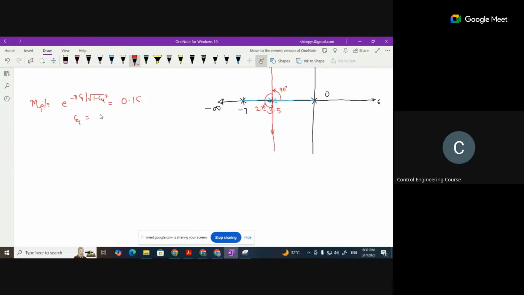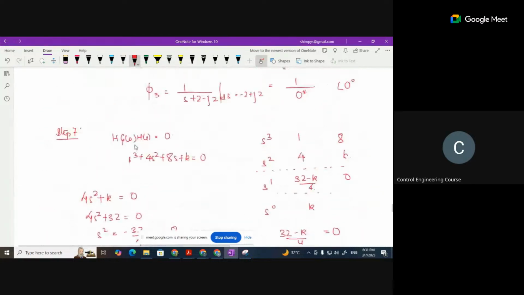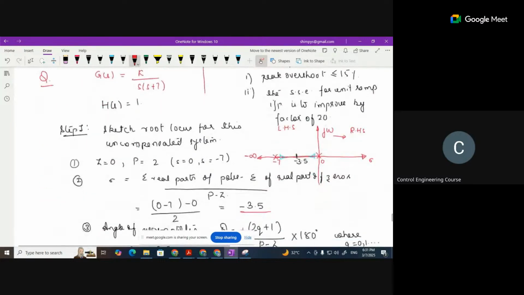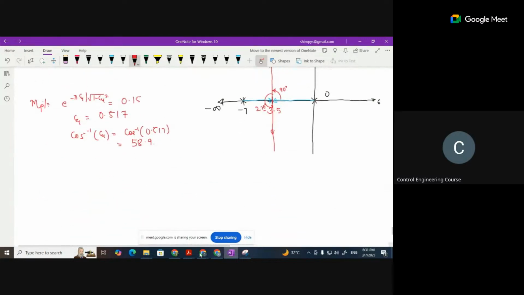What I have calculated, it comes out to be 0.517. And then you know that we take cos inverse of zeta, that is cos inverse of 0.517. You can check, this comes out to be 58.9. I have told you this in the previous class also.